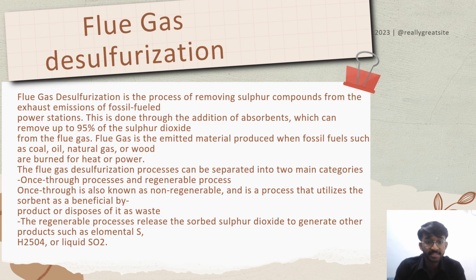Once-through processes and regenerable processes. The once-through process, also known as non-regenerable, utilizes the sorbent as a beneficial byproduct or disposes of it as waste. Next, the regenerable process releases the sulfur dioxide to generate other products such as elemental sulfur, H2SO4 or liquid sulfur dioxide.